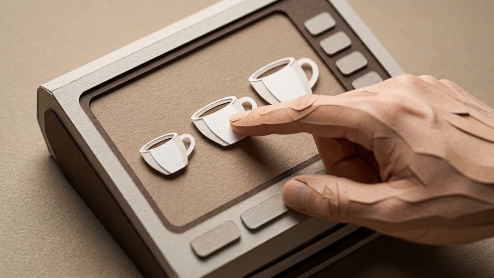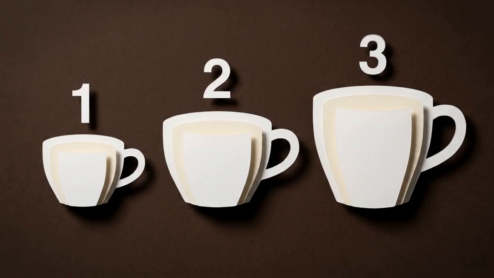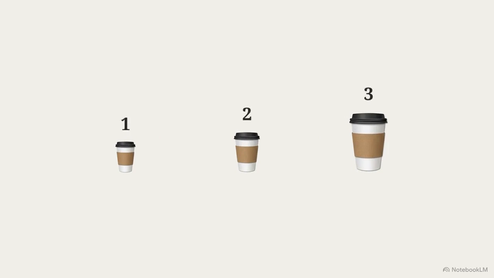Now, let's step up to the second level, ordinal data. This time, our customer is choosing a cup size, small, medium, or large. Along with categorizing things, we can now rank them. We know for a fact that a large cup holds more volume than a small one, so we can line up these sizes in a clear, logical order.